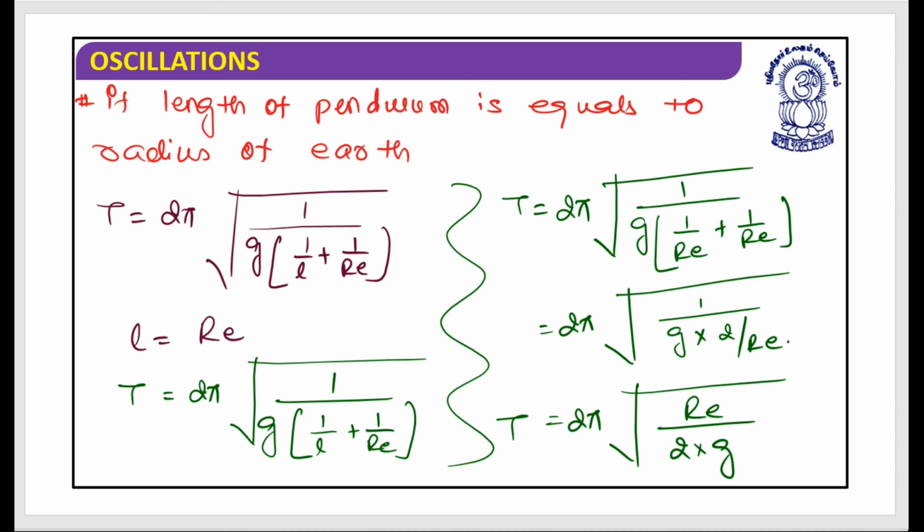This is the time period of the simple pendulum when the length is very large, and there are different kinds of variations in the time periods. I hope this is clear. The same pendulum can be asked with certain questions.